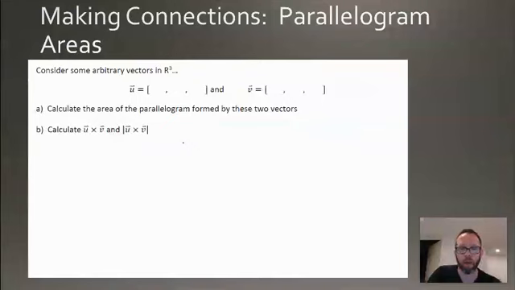And in fact, we're going to do that, and we're just going to make up some vectors. Now, you can feel free to use your own vectors at home, or you can use the ones I'm going to do. I'm just going to choose some nice simple numbers. So just 1, 2, 3, 4, 5, 6. Let's find the area formed by these two vectors.